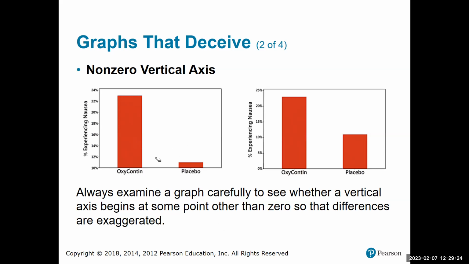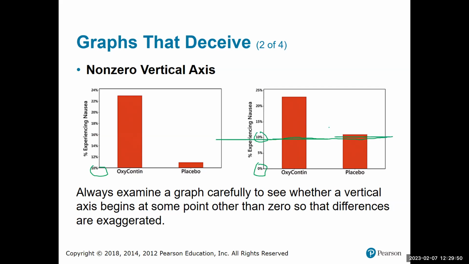So on the left is the deceptive graph. On the right is the accurate graph. So it says always examine the graph carefully to see whether a vertical axis begins at some point other than 0 to see that the differences are exaggerated. So notice here we're starting at 0, right? Here we're starting at 10%. So they've sort of cut off, and 10 is up here, right? So they've cut off this bottom, right?